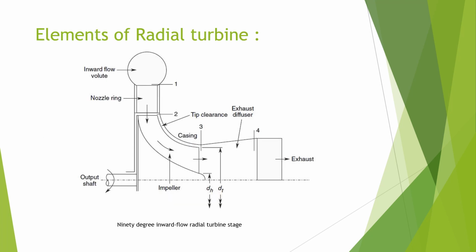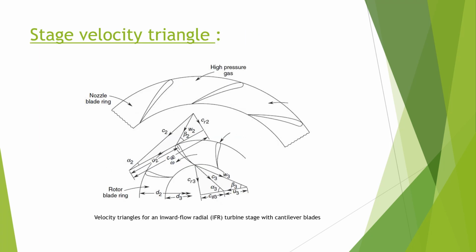The elements of radial turbines, as we can see in the figure: the first part is inward flow volute, the second is nozzle ring, then tip clearance, third one is casing, fourth one is exhaust diffuser, and then the exhaust takes place. In the stage velocity triangle, we have the nozzle blade ring and a high pressure gas flowing inwards.